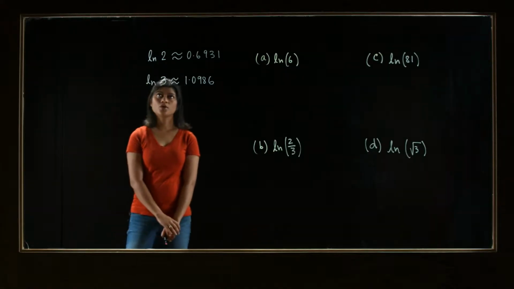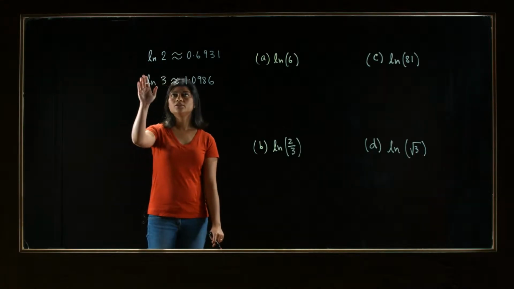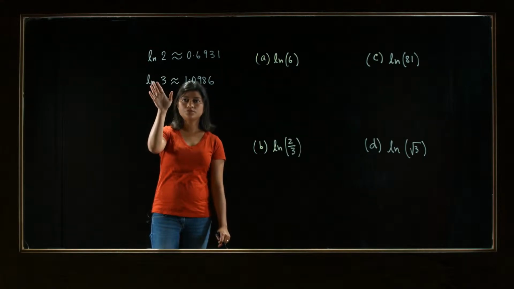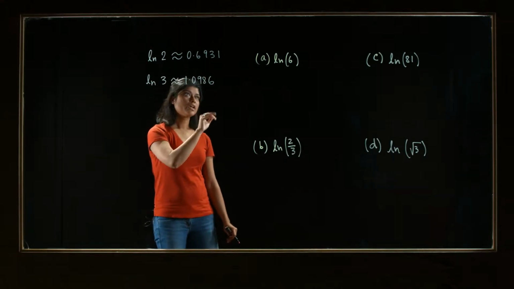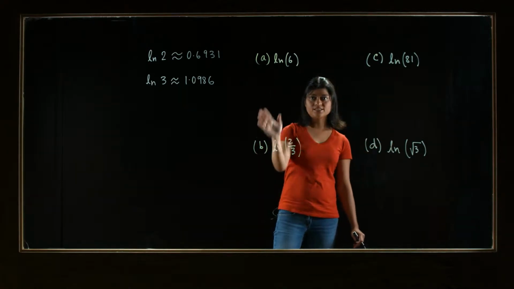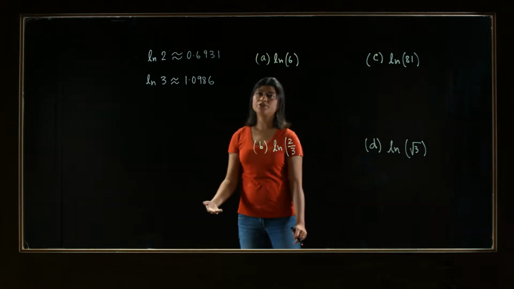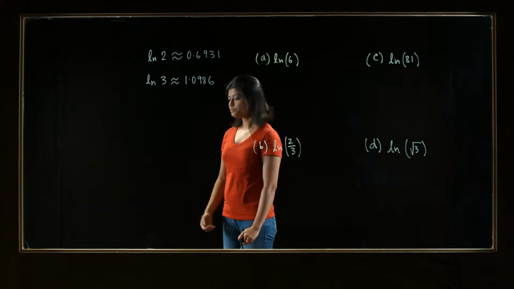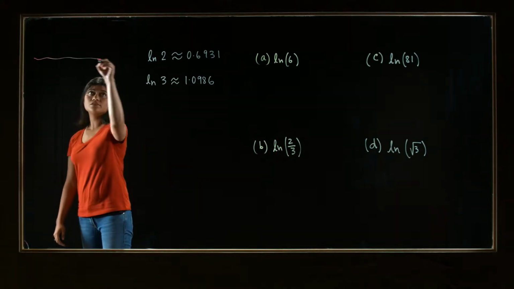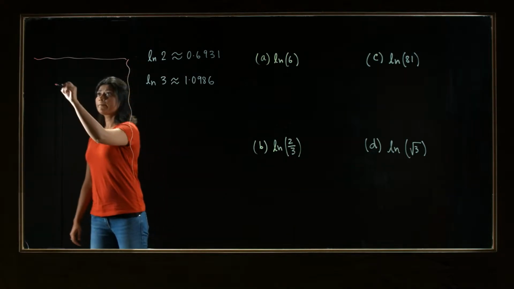In this problem, we are given these two values, natural log of 2 and natural log of 3, the approximate values. And we have to find the values of these four ln expressions using the properties of natural logarithm. So first, let us recall the properties of ln.